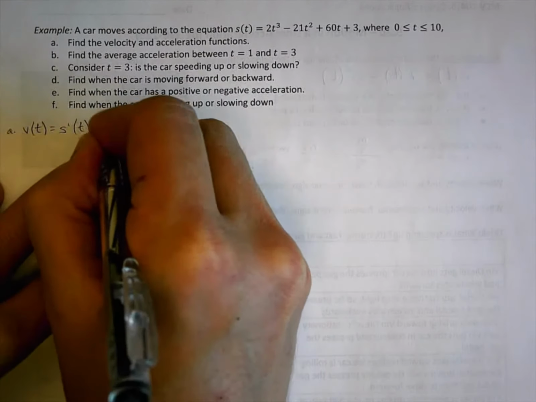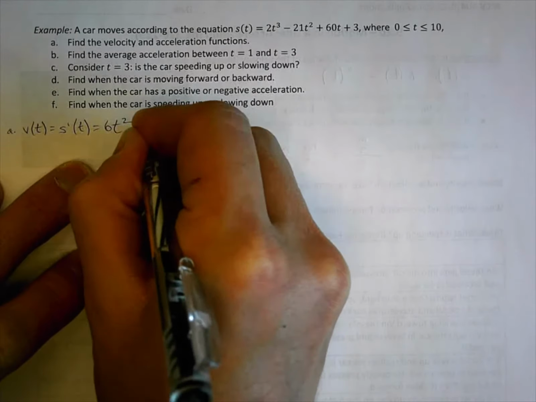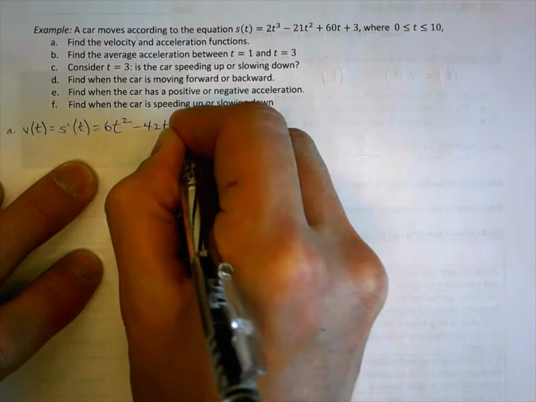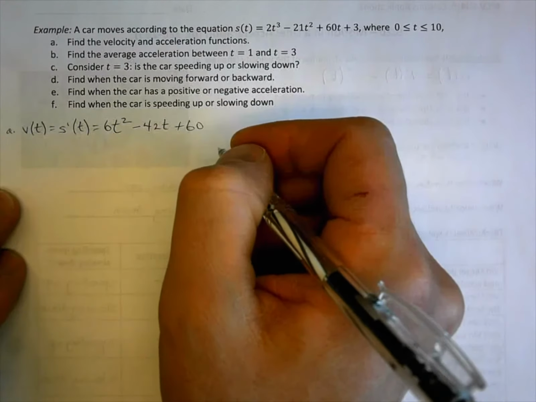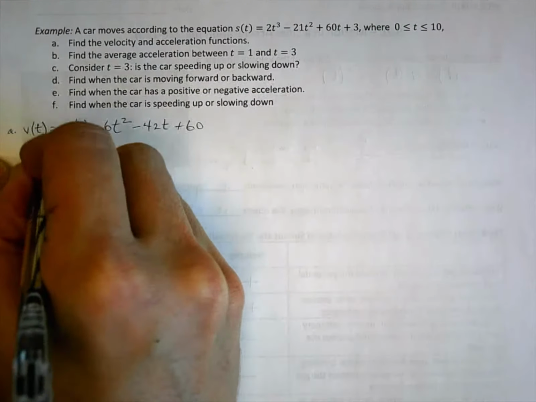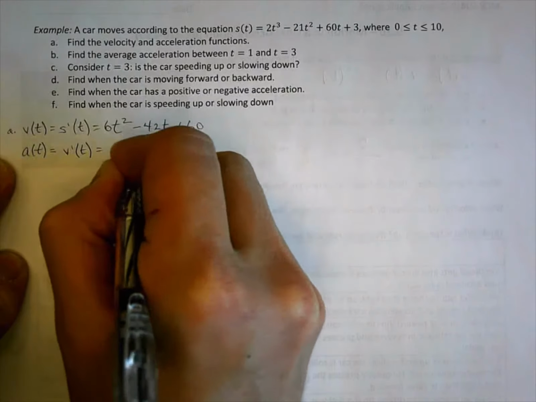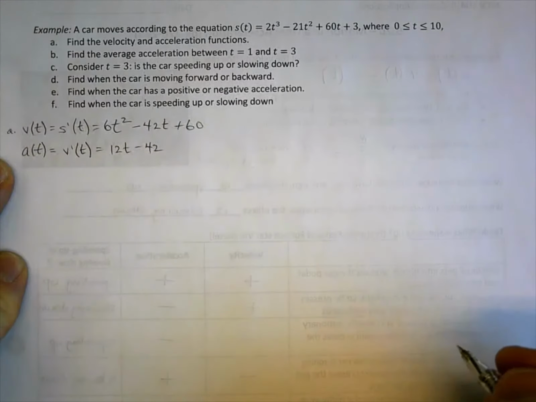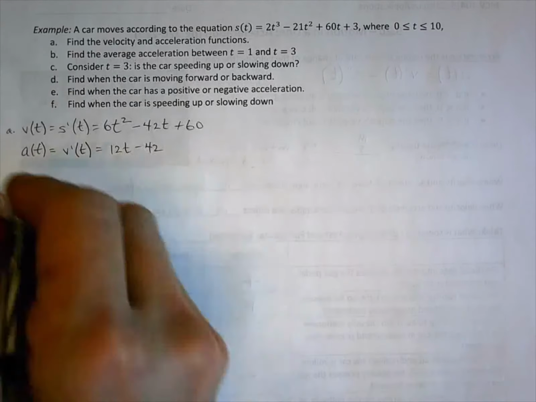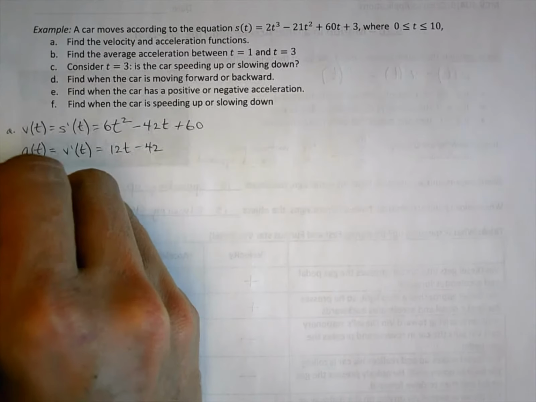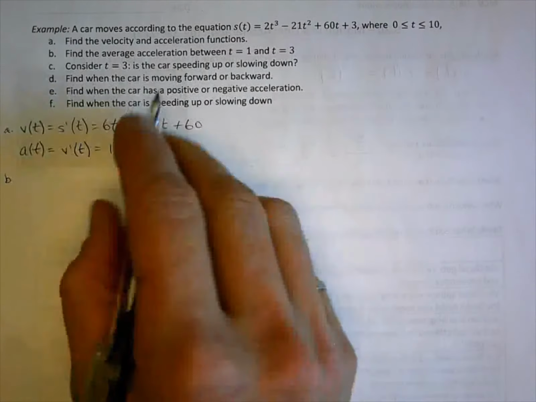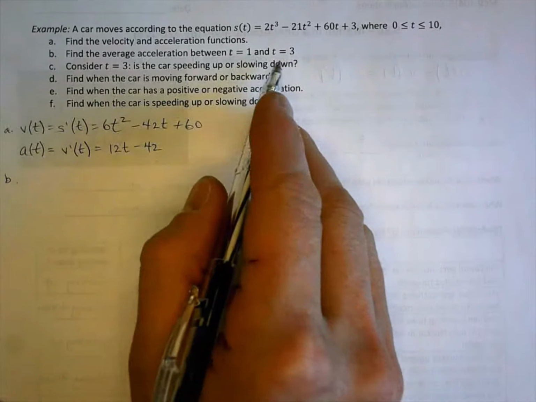So this is going to be 6t squared minus 42t plus 60. And the acceleration is going to be the derivative of velocity, which is going to be 12t minus 42. So far so good. Okay, let's keep going. Part B. Find the average acceleration between t equals 1 and t equals 3.